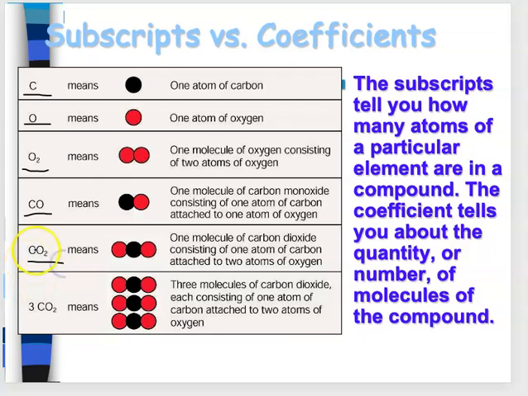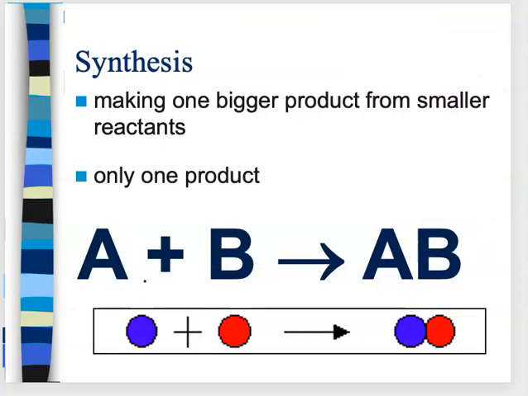Here is one carbon plus two oxygen atoms stuck together to form a single molecule, and the coefficient in front of CO2 indicates that you have three complete CO2 molecules.